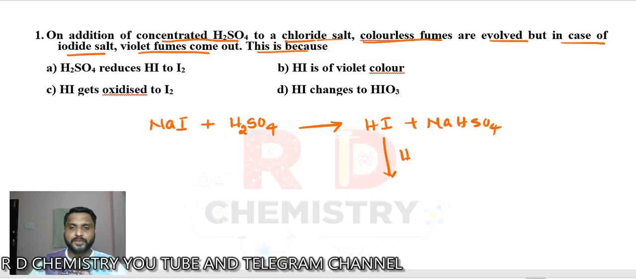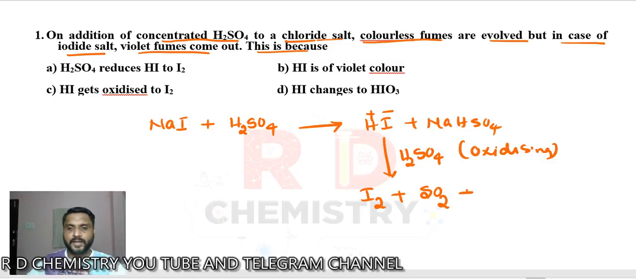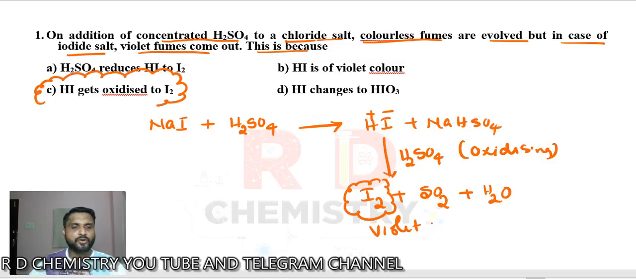But the reaction will not stop here. HI reacts with the concentrated sulfuric acid. Remember, sulfuric acid is the oxidizing agent. Therefore we have H plus and I minus. So iodide will be oxidized to give the I2 molecule, and the sulfuric acid forms sulfur dioxide and water, H2O. This iodine that is formed is violet in color, therefore we get violet fumes. So the answer is option C: HI getting oxidized to give the I2 molecule, right?